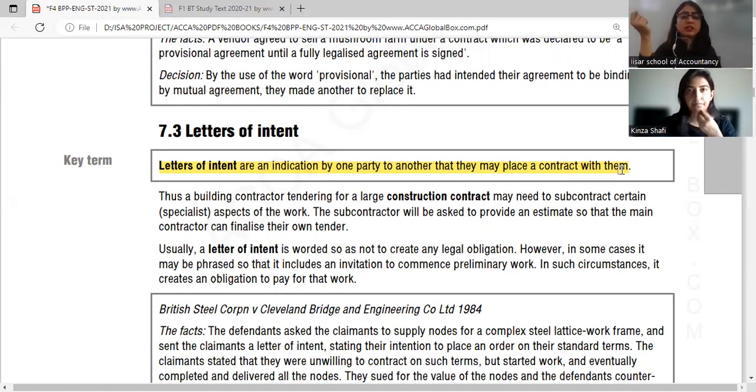Intention show karna, it can be sending a letter that I intend to get myself enrolled with your institute, or I'm looking for more information or guidance on this. These are the letters of intent.